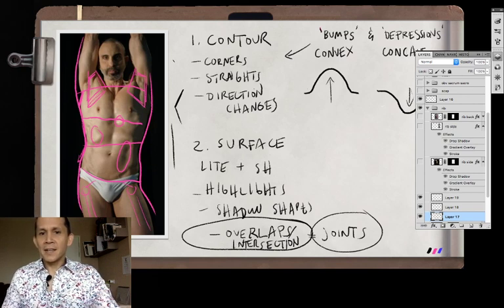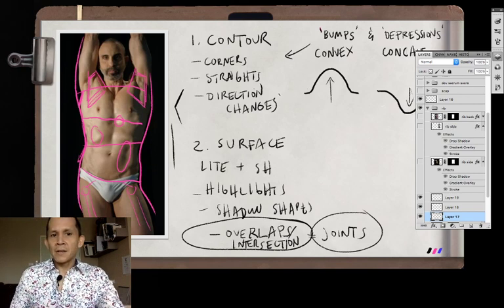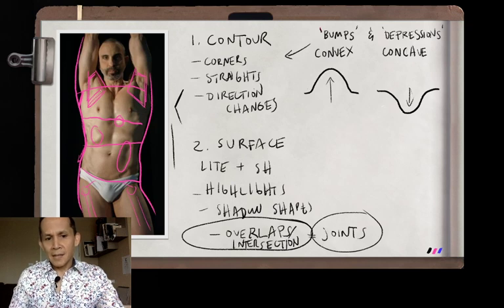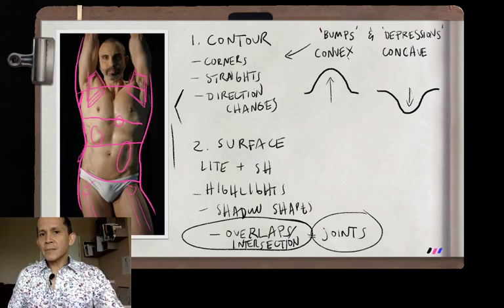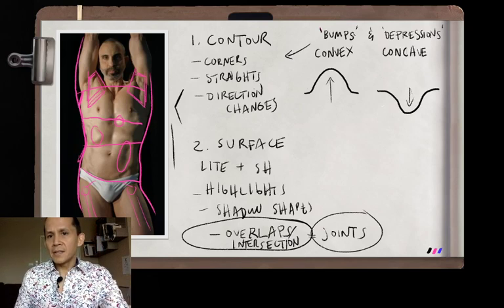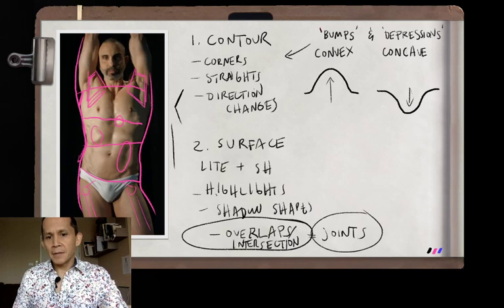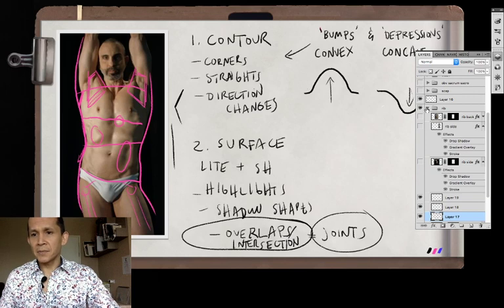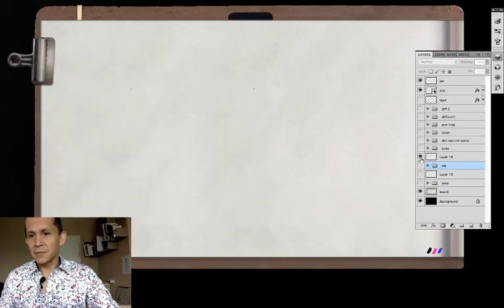All right, so that's how we see. We're looking for the rib cage, pelvis, mostly in the back, scapula and sacrum. That's what we're looking for. How we see them is corners, straights, and direction changes of the contour, and highlights and shadow shapes on the surface. So let's just look at some examples. It's best if we look at some examples.